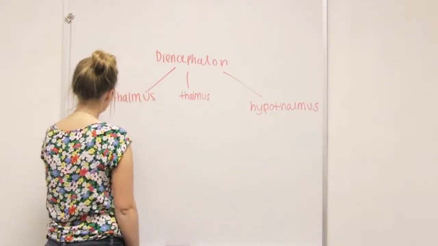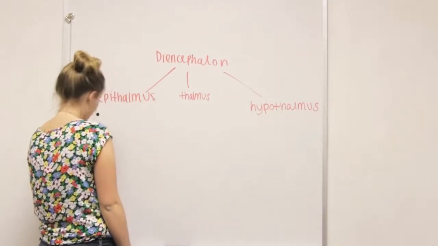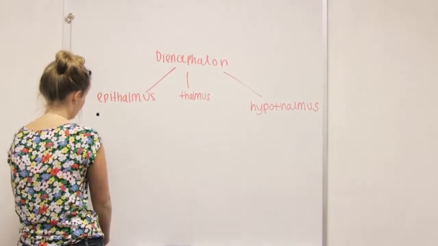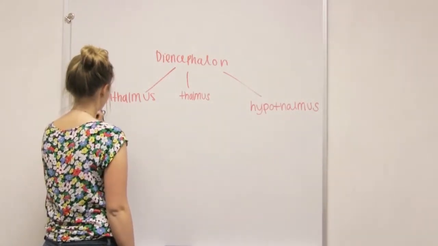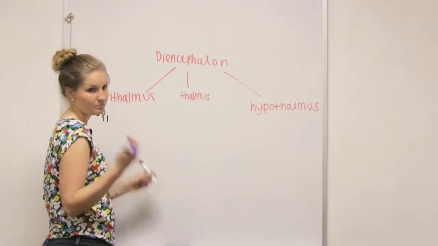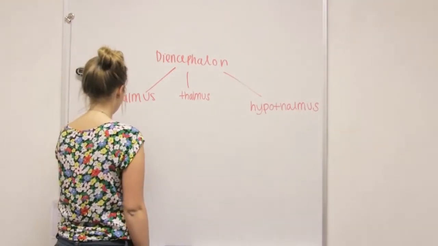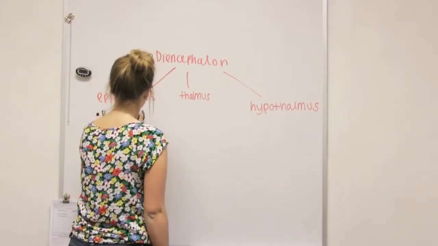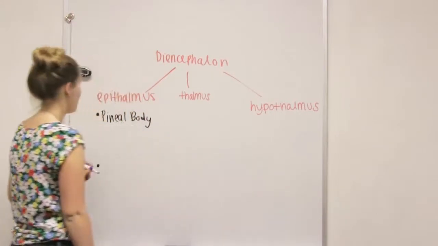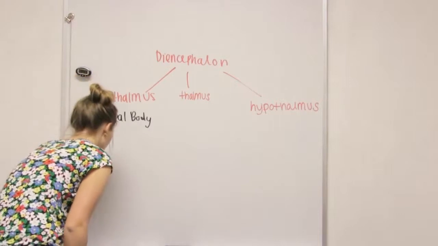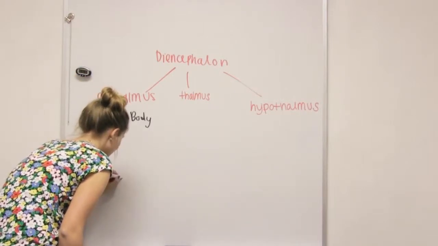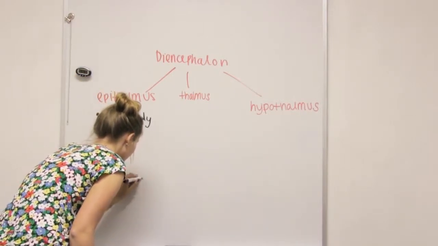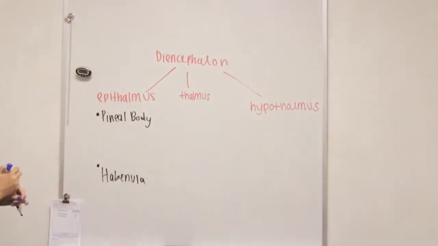Under epithalamus, you can just put 2 different points. One of them is your pineal gland, or your pineal body. Whatever professor you have might call it a little different. And then your habenula. And I'll need to know this? Yeah, this is pretty important.